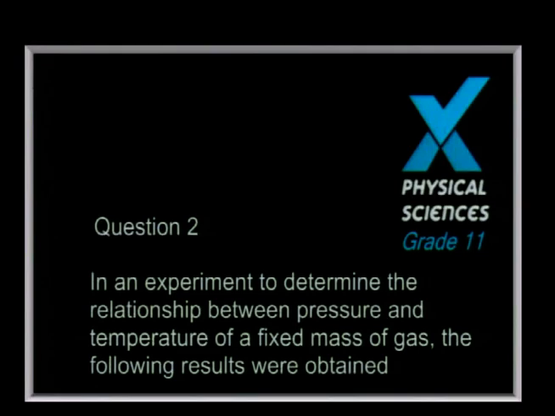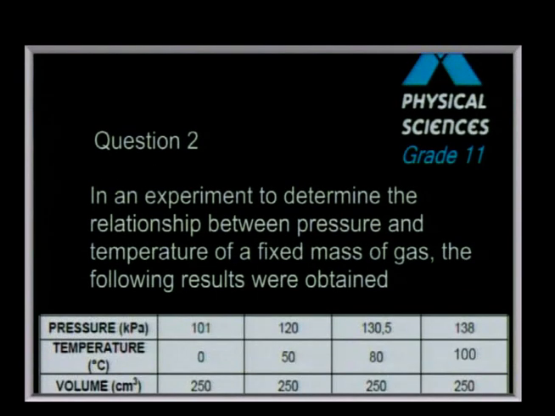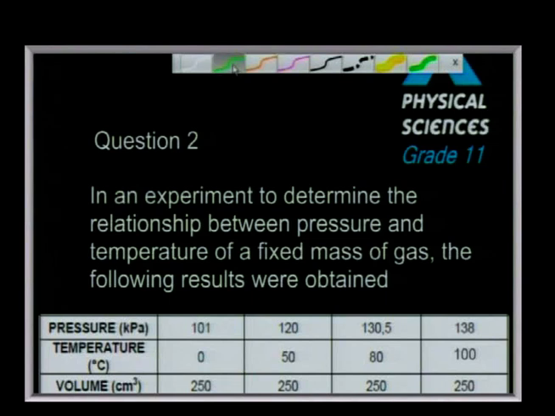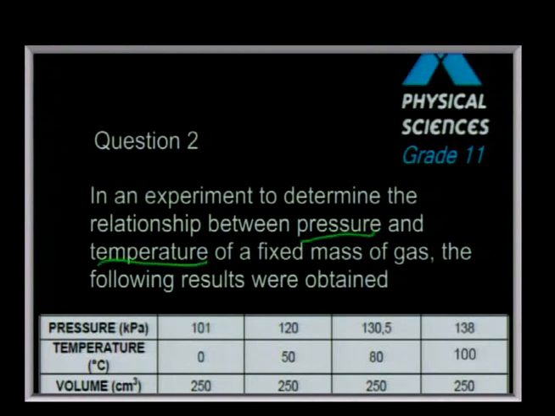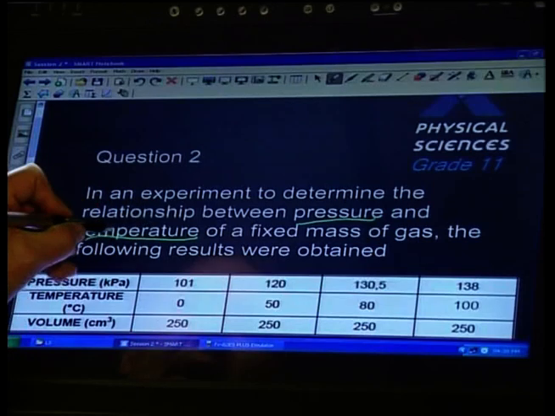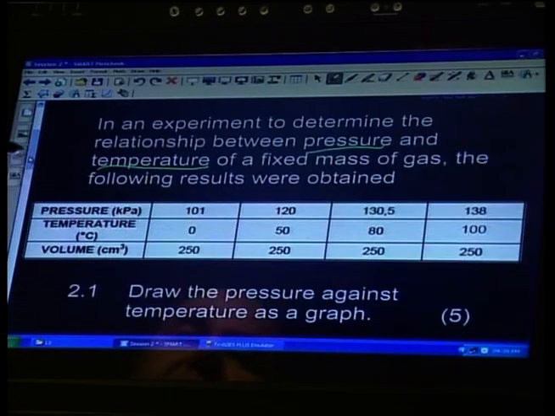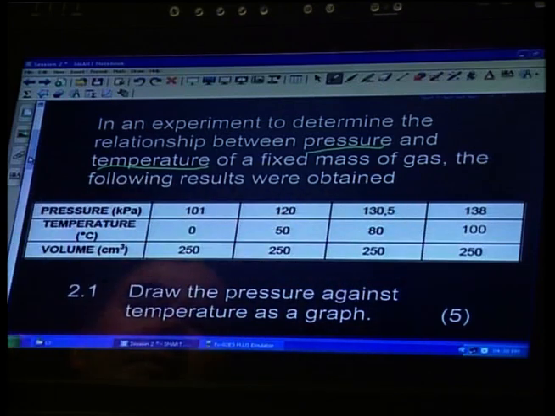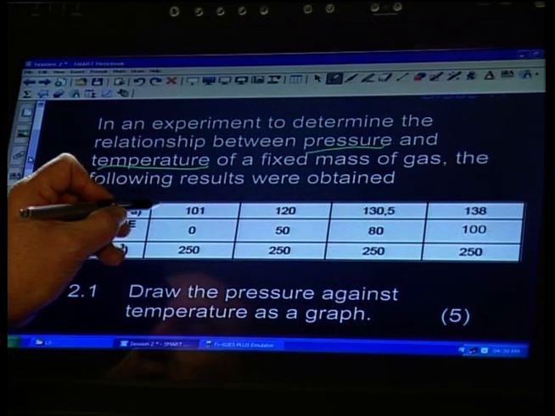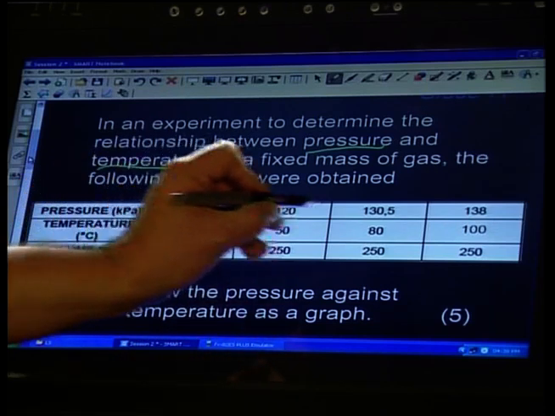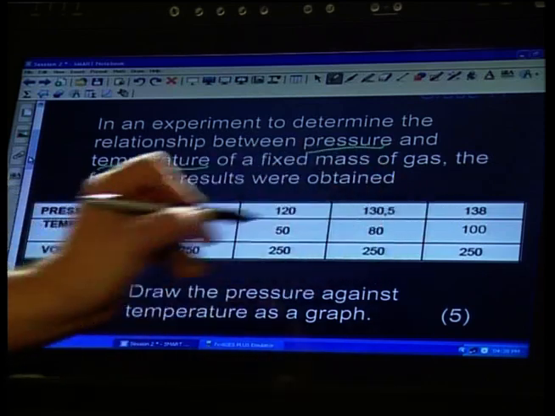Okay, so there's an example of using the general gas equation. Let's go to our second example. Question 2 says, in an experiment to determine the relationship between the pressure, highlight that variable, and temperature of a fixed mass of gas, the following results were obtained. So we know that the pressure and temperature are our variables, and the things that are kept constant are the mass of gas, and then they show you here on the table that the volume's kept constant as well. So pressure here is increasing, and so is the temperature.